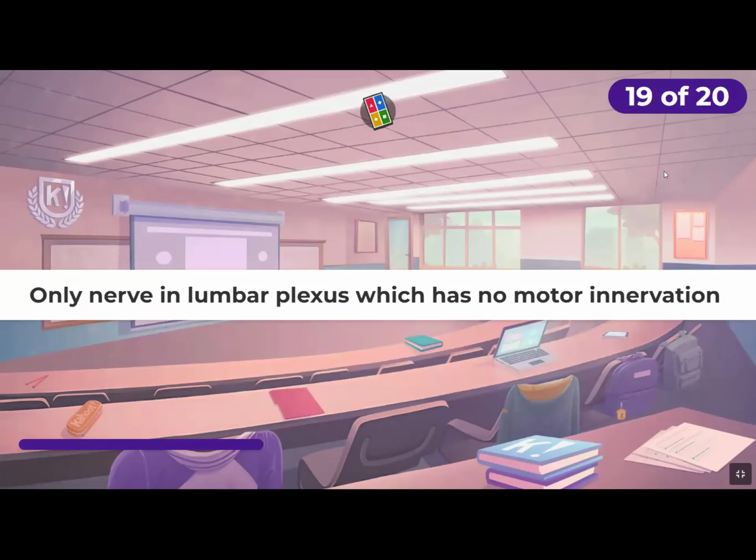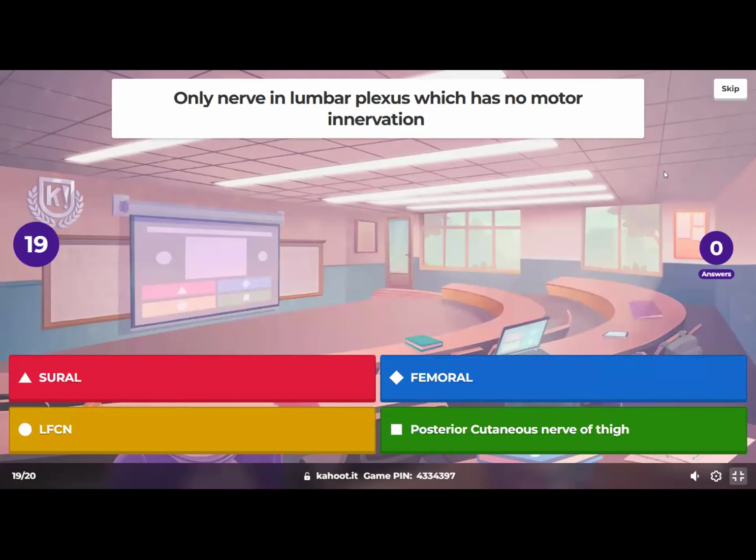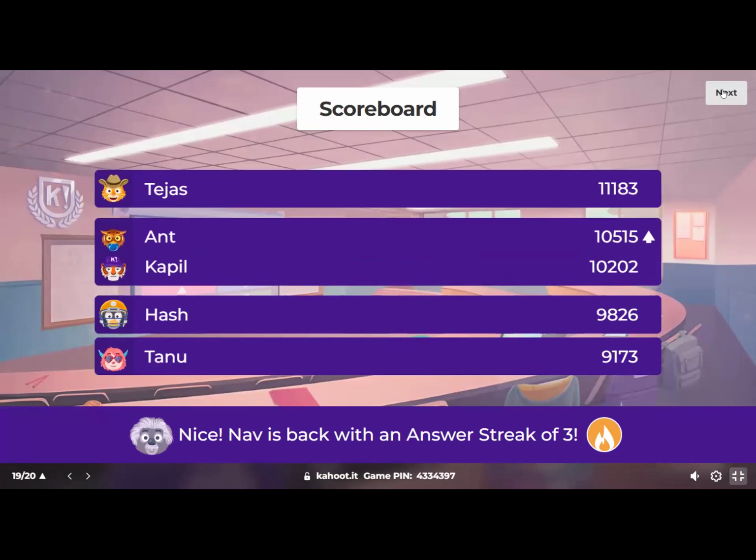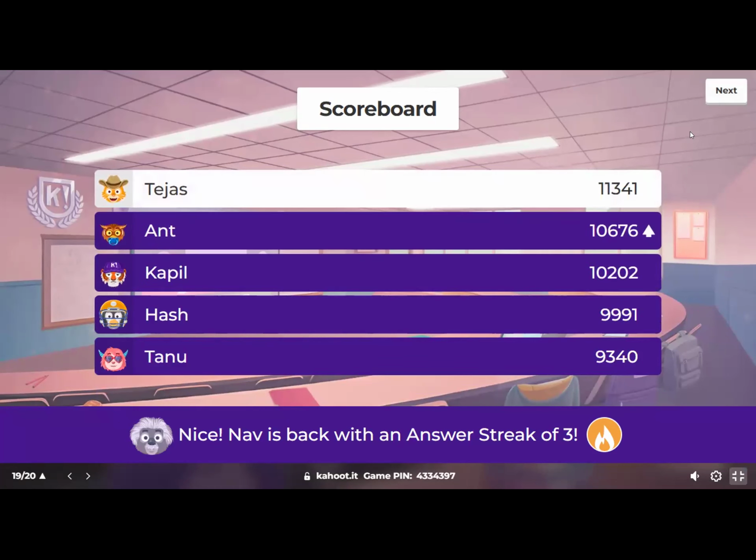Oh, last two. Only nerve in lumbar plexus which has no motor innervation. Very simple. Yes, saphenous. I think I have made the quiz very simple this time. Tejas is leading. Let's see the last question.